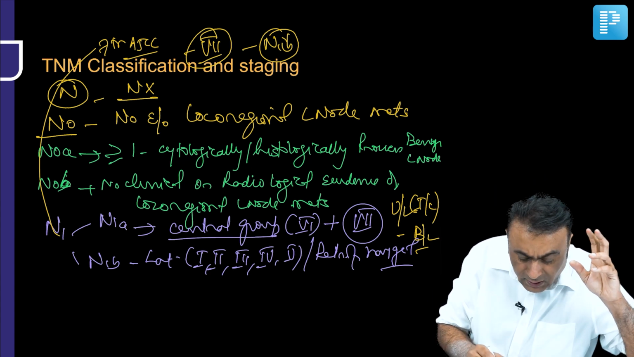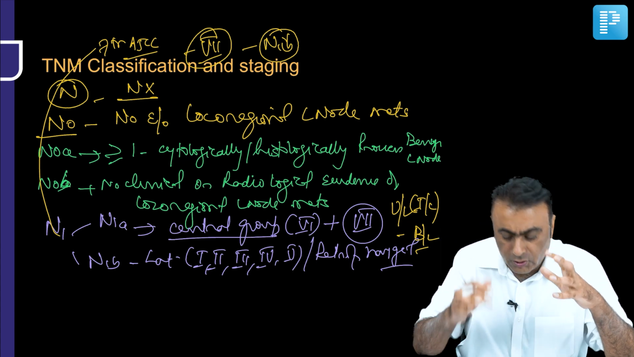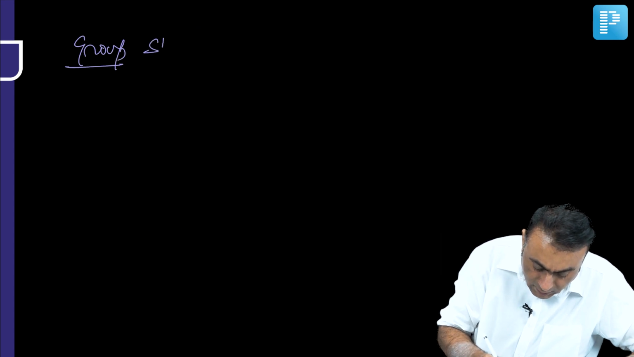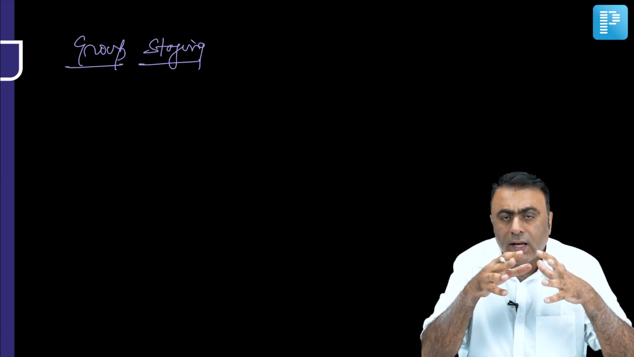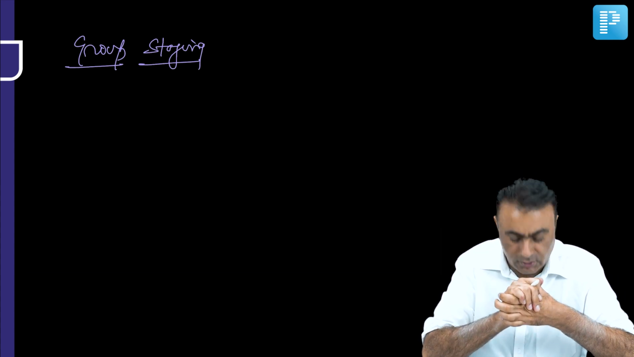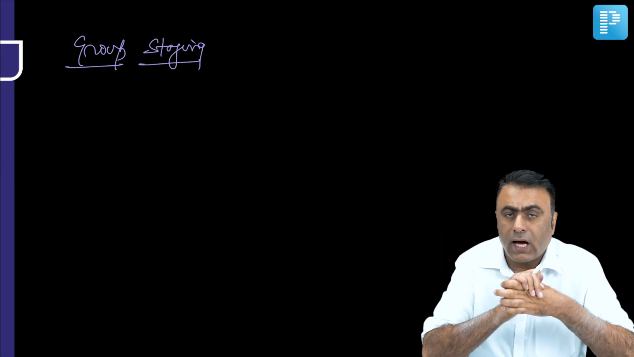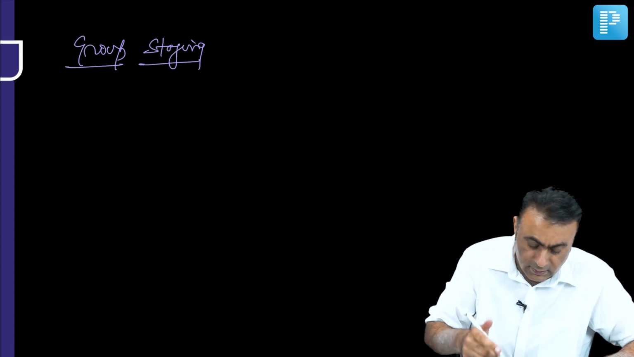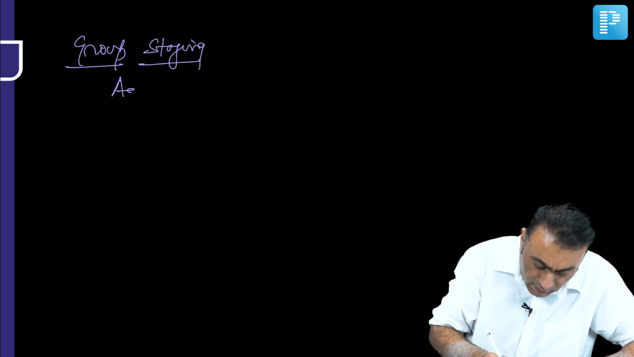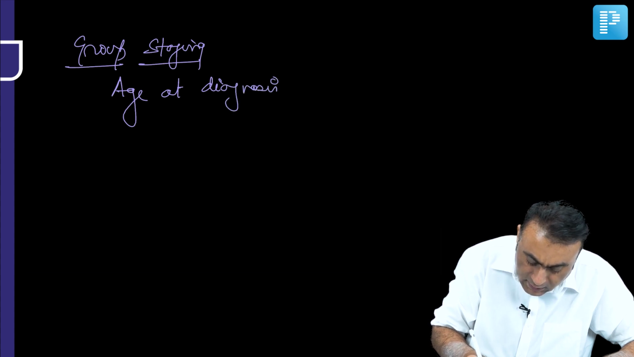So now once we have seen T, N and M separately, now we have to combine them, different permutations and combinations, to determine the group staging for these differentiated thyroid cancers. Now let's talk group staging. This is also important because this is something very peculiar and definitely questions can be asked from this also. Why am I saying it is peculiar, why it is typical? Because apart from T, N and M, the group staging of these differentiated thyroid cancers also includes the age at diagnosis.